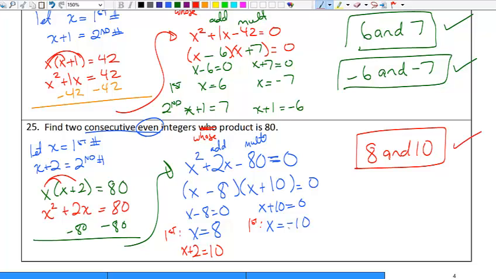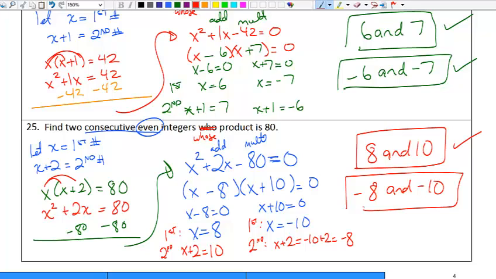So that checks out. Well, what if my first number wasn't 8, but was negative 10 instead? The second number would be x plus 2, or 2 more than that. Negative 10 plus 2 is negative 8. So negative 8 and negative 10 are consecutive even integers. They're back-to-back evens. And when you multiply a negative times a negative, you get a positive, in this case 80. So this one checks out as well.